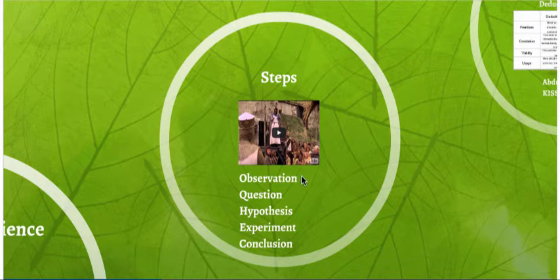So we have our observation. I observe that the leaves are turning orange in the fall. My question is, why are they turning orange in the fall? So I hypothesize they're turning orange in the fall because there's some sort of pigment in the leaves that's changing.